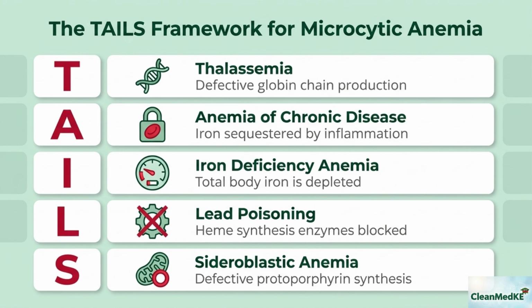To remember the causes of microcytic anemia, use the TAILS acronym. This stands for thalassemia, defective globin, anemia of chronic disease, sequestered iron, iron deficiency anemia, depleted iron, lead poisoning, blocked heme enzymes, and sideroblastic anemia, defective protoporphyrin.